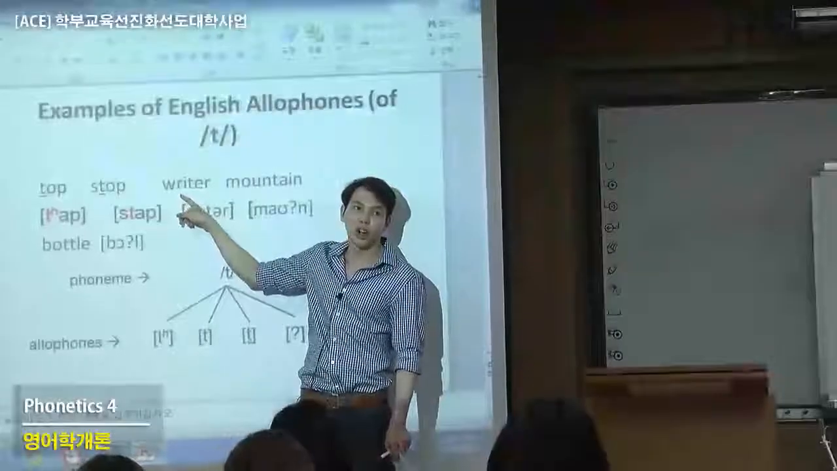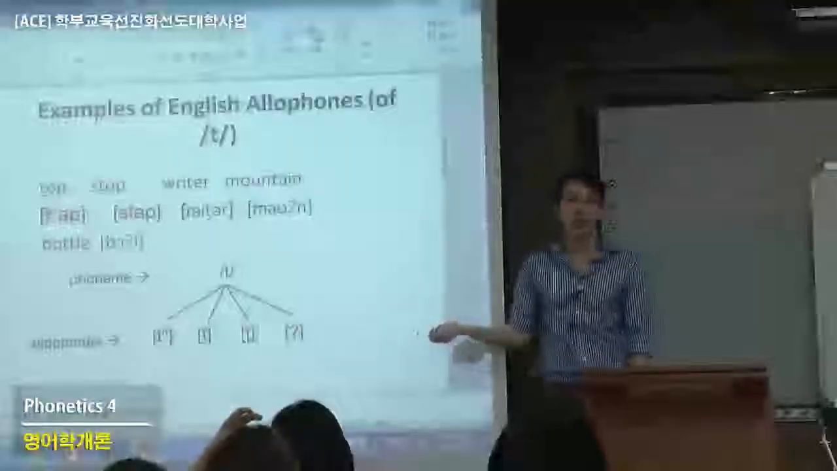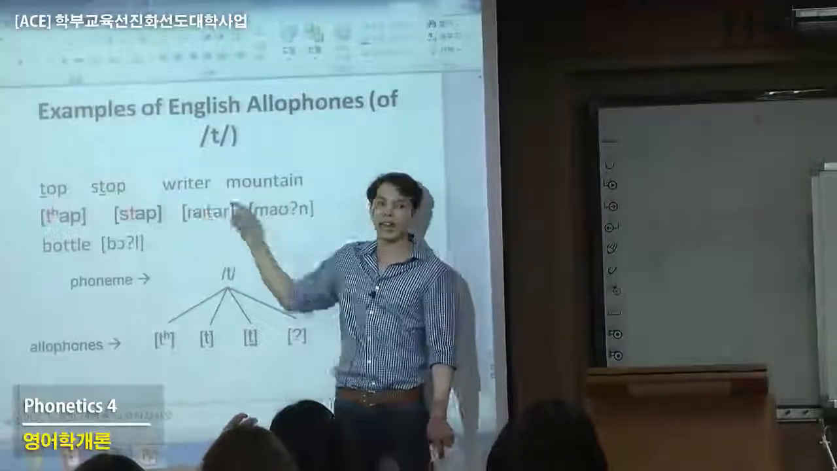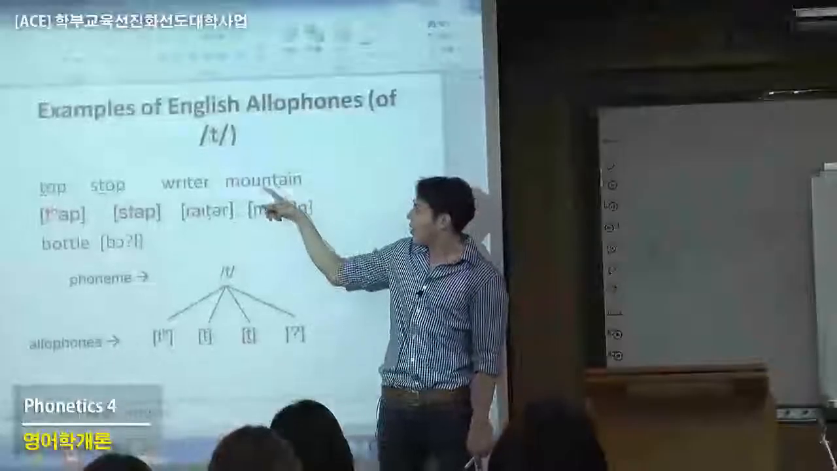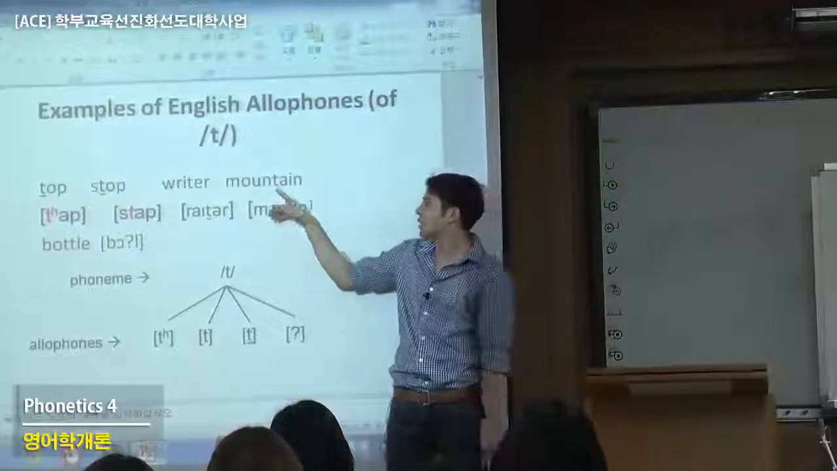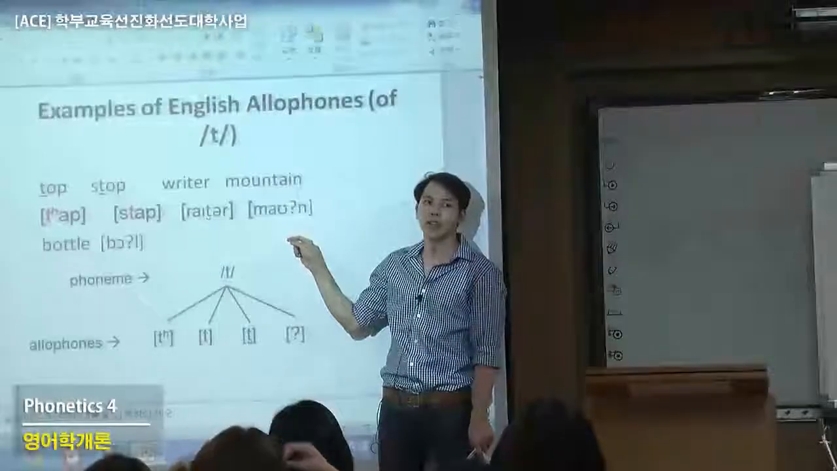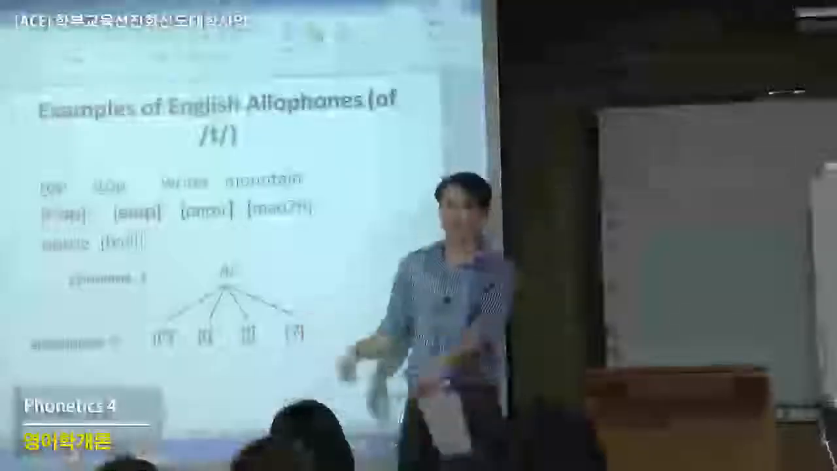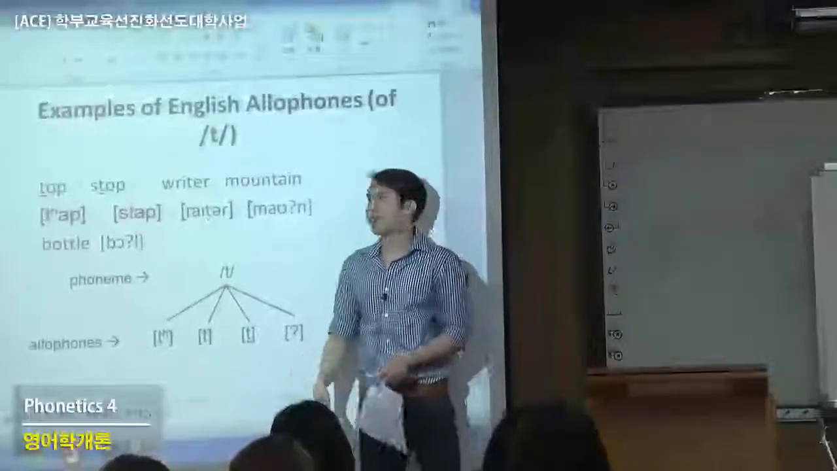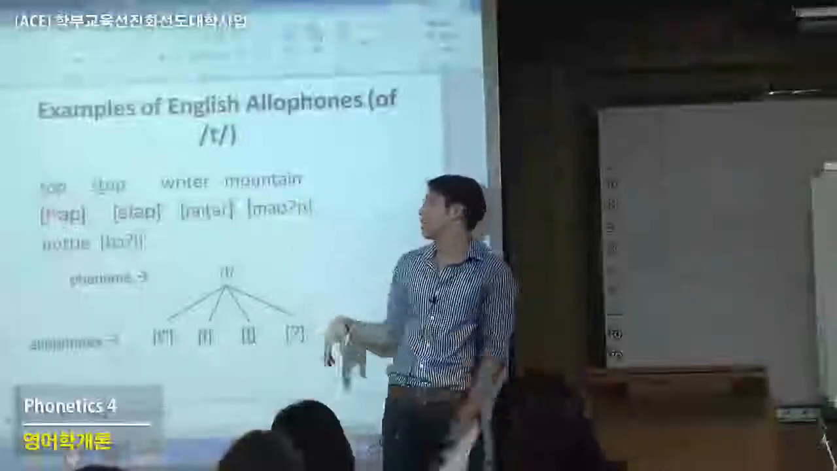Writer, letter, L-E-T-T-E-R, letter. Can you write me a letter? Letter, like that. This T in mountain is a different T. One way of pronouncing it is a different T. Some people might pronounce it like mountain, mountain, right? Go to the top of the mountain, like that. So it's a T, but a different way of pronouncing the T.